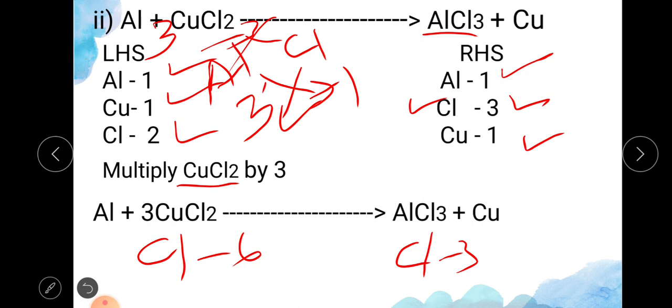To make chlorine 6 here, what to do? This chlorine again multiplies by 2, so we get 6. So I will write 2 here. So now chlorine is 6 on both sides, but again aluminum is imbalanced. Why? Because aluminum in the reactants is 1 only, but on the product side aluminum is 2. So what should we do?